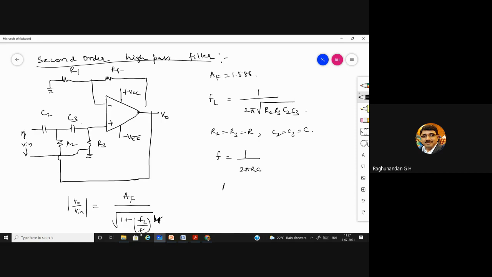Now again, the next step: AF is equal to 1 plus RF by R1, which is equal to 1.586. So RF by R1 is equal to 0.586. This gives RF is equal to 0.586 into R1. And this is our FL, or you can take it as simply FC.